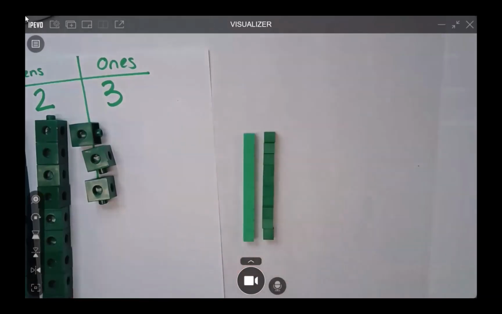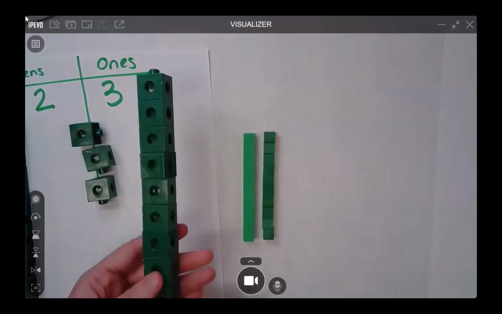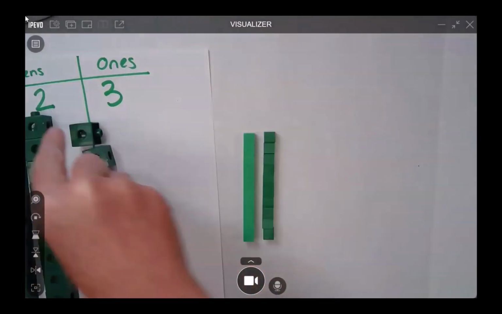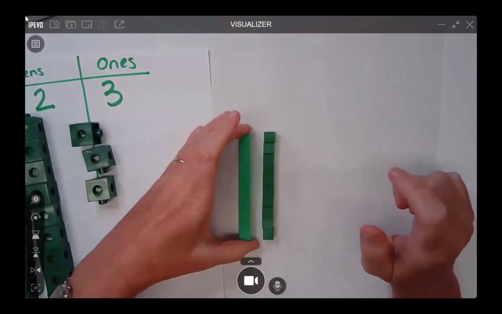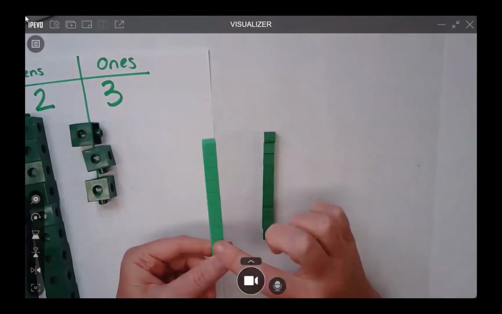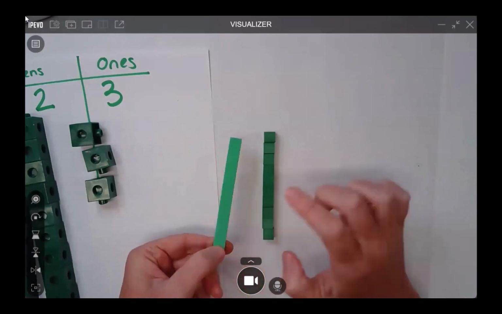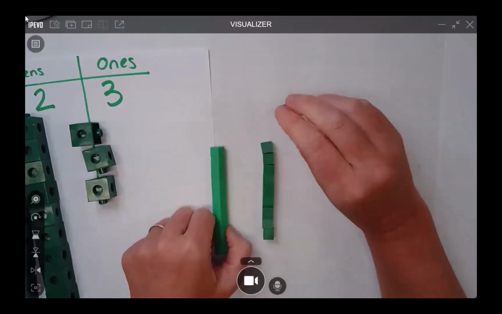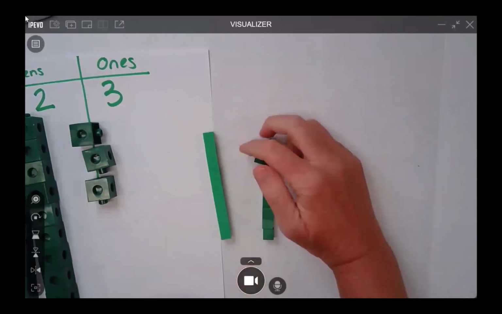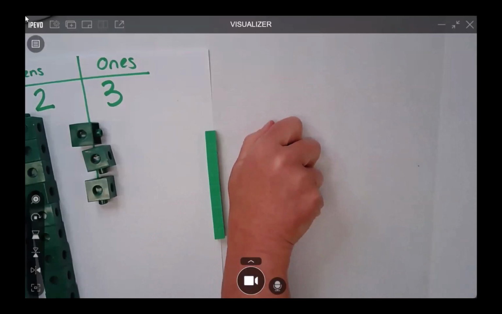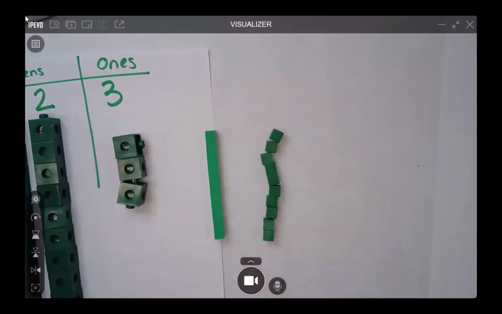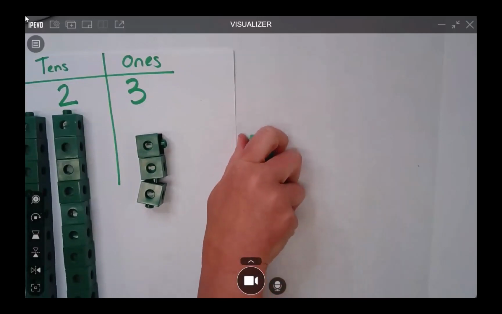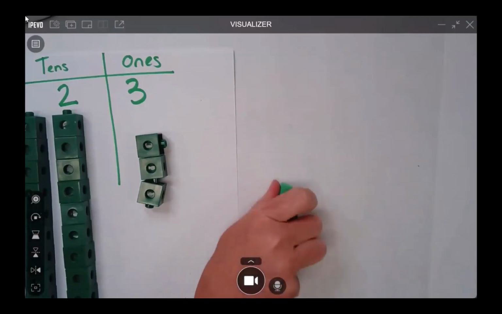So just like with our snap cubes, we took our 10 individual cubes and snapped them together to make a 10. With base 10 blocks, the 10 ones have already been snapped together. So this is a 10, and these are my ones. So again, if I was asked to make the number 23, just like I did with my snap cubes, I could use my base 10 blocks and it would be a little more efficient. Let's see what that looks like.